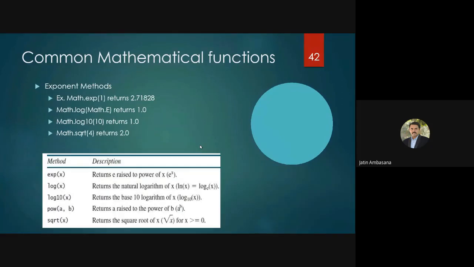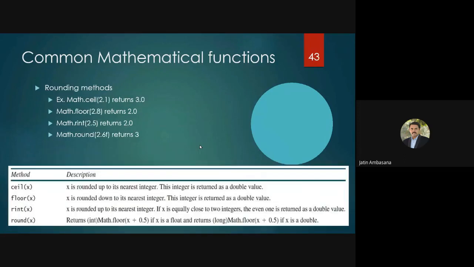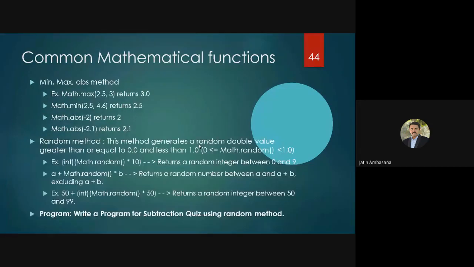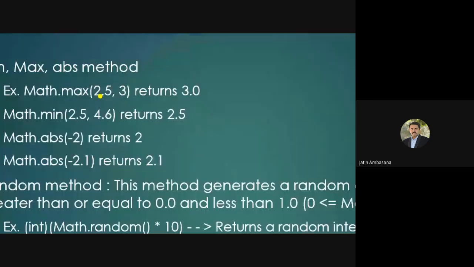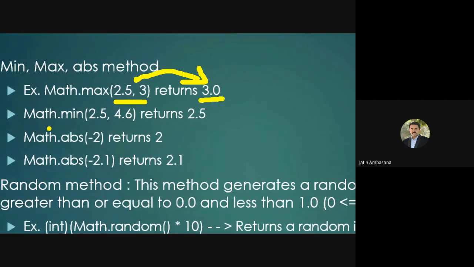These functions also output a double. Then there are some other mathematical functions like min, max, and absolute. You can find the maximum out of two numbers. It will return the double value, the maximum number. Then the minimum number out of these will be returned.